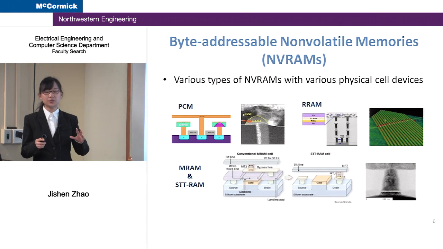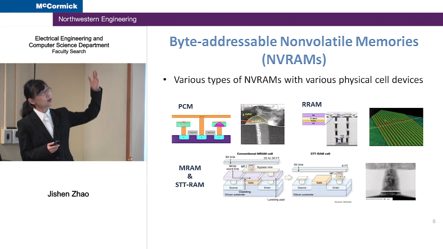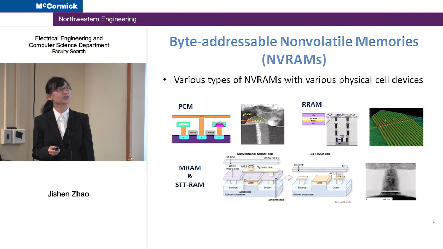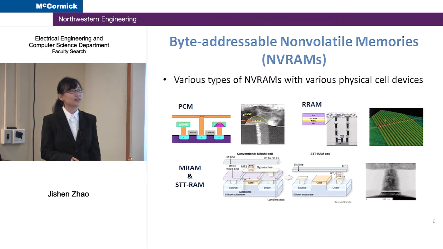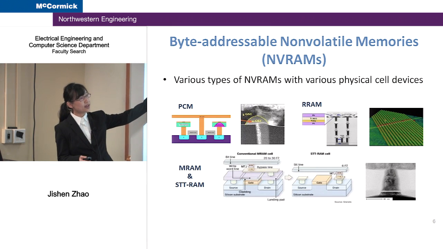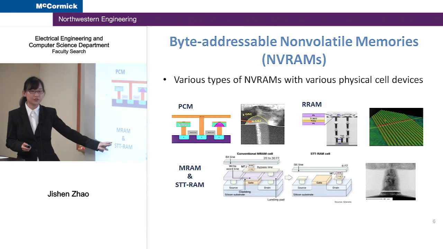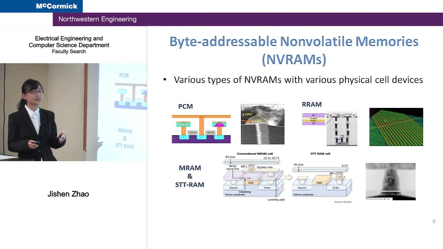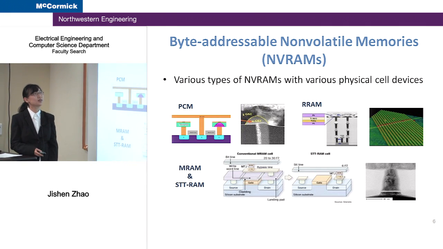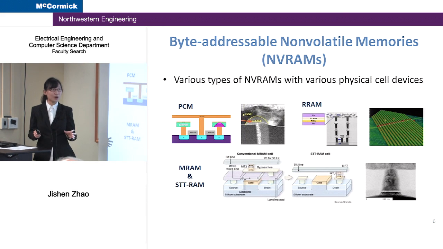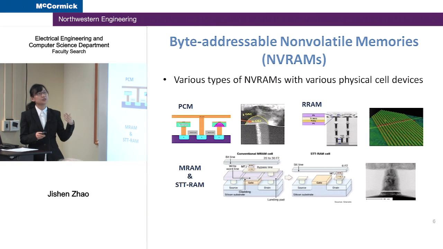But this traditional storage model may be changed by the new memory technology called byte-addressable non-volatile memories, or NVRAMs. There are various types of NVRAMs. We call them phase-change memory, resistive memory, or memristor, or spin transfer torque memory. These memories are implemented with different physical devices. They have different cells, but they share some common properties, just like their name indicates. They are byte-addressable, like a memory, and also non-volatile.